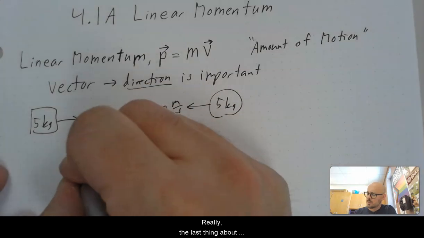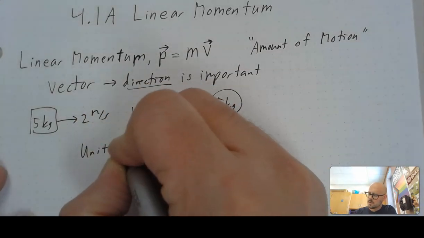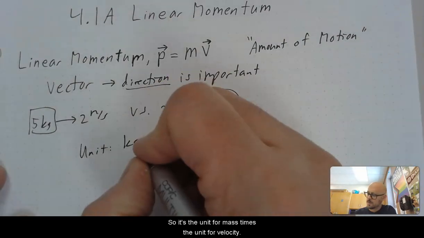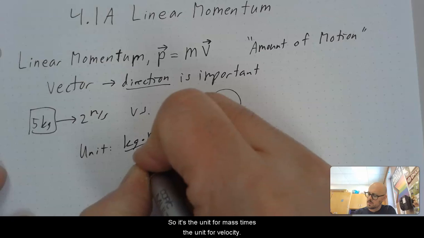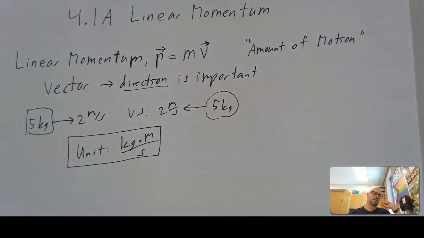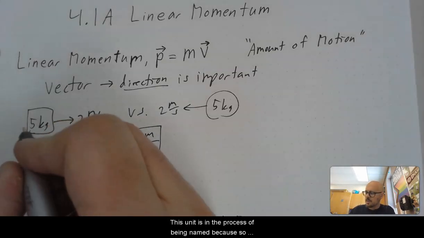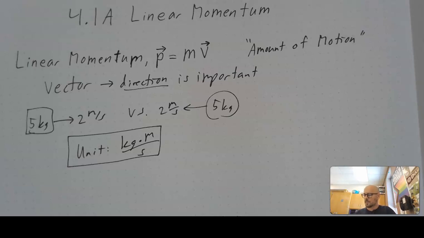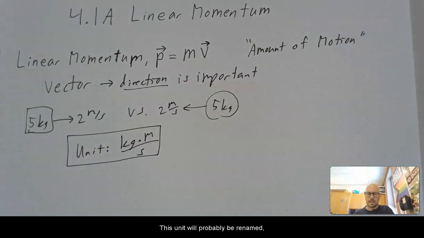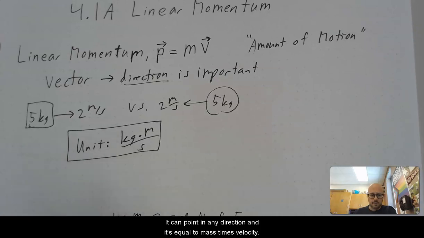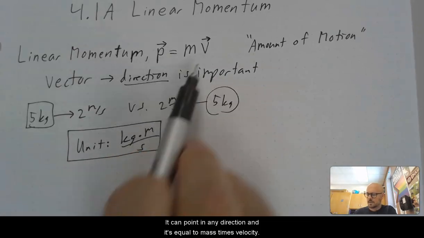Really, the last thing about momentum is the unit. The unit is for now nothing special. So it's mass times velocity, so it's the unit for mass times the unit for velocity. So kilogram meters per second. This unit is in the process of being named because so many other units in mechanics are named after people. This unit will probably be renamed like this year or next year. Anyway, okay, so that's what momentum is. It can point in any direction, and it's equal to mass times velocity.